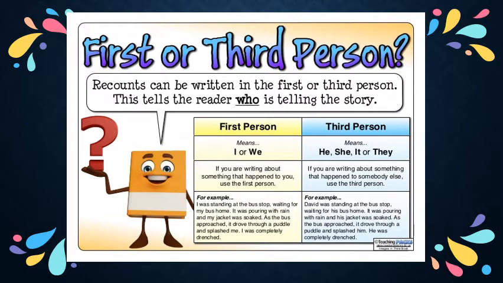And recount writing can be written as a third person. Look at the third person column. Third person means he, she, it, or they. If you are writing about something that happened to somebody else, use the third person. Now, for example, David was standing at the bus stop waiting for his bus home. Notice that it says David, and also the word his.